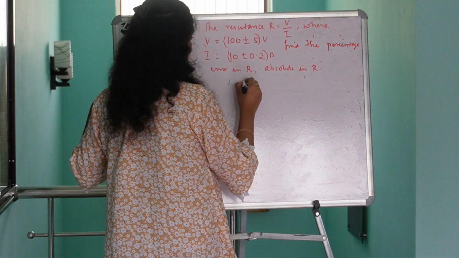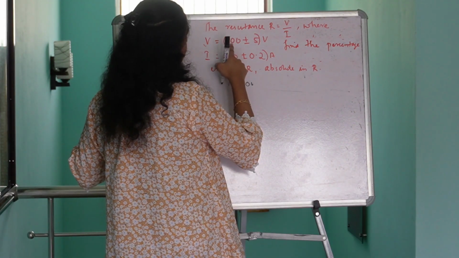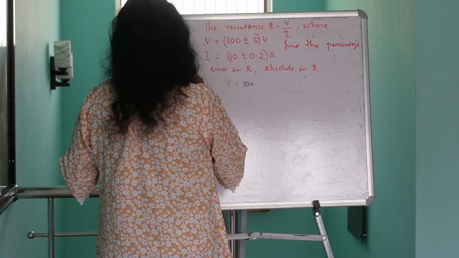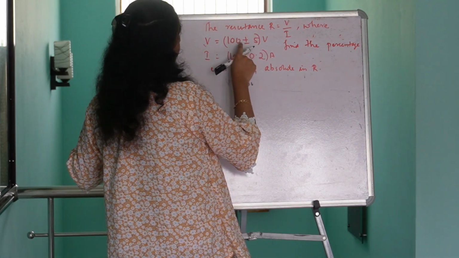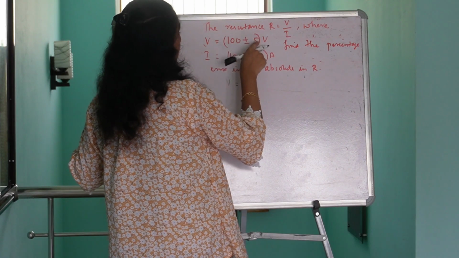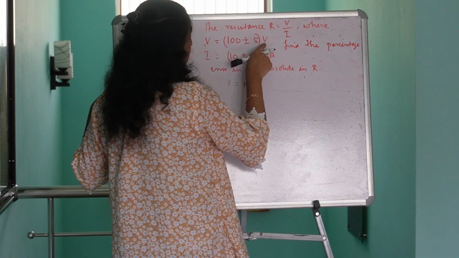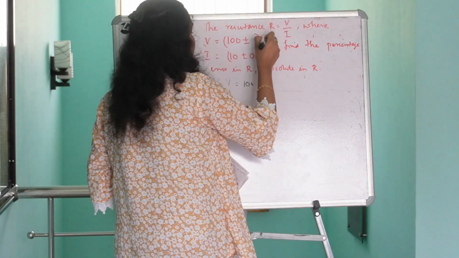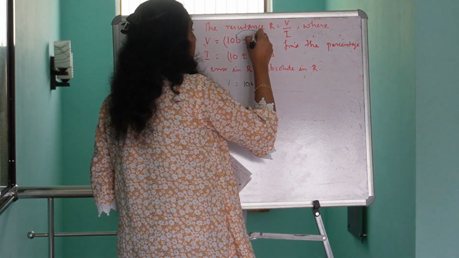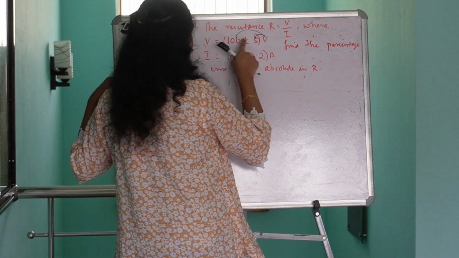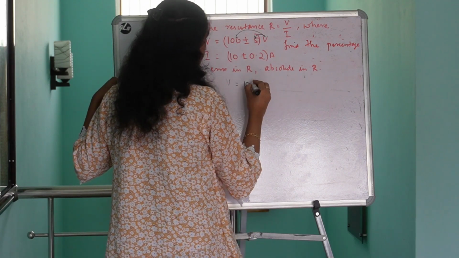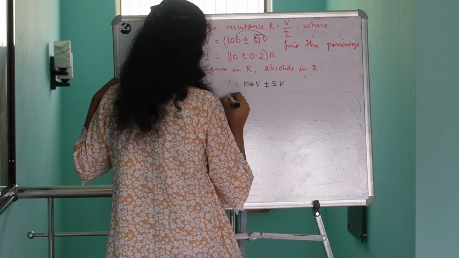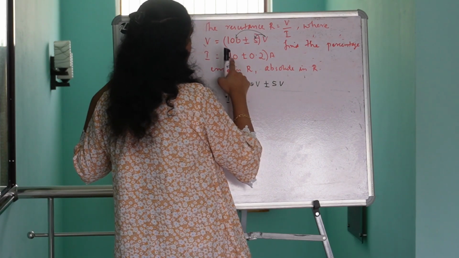One is voltage. Here it is given 100 plus or minus 5, whole bracket, volt. It means this unit volt is applicable to both 100 and 5. Is it clear? So 100 plus or minus 5 whole bracket volt means nothing but 100 volt plus or minus 5 volt.